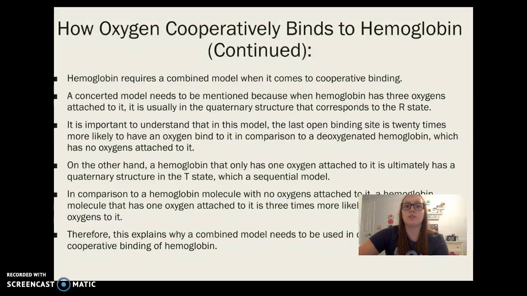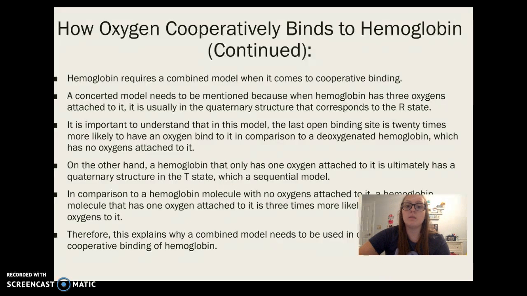Okay, so how oxygen cooperatively binds to hemoglobin, continued. Hemoglobin requires a combined model when it comes to cooperative binding. A concerted model needs to be mentioned because when hemoglobin has 3 oxygens attached to it, it is usually in the quaternary structure that corresponds to the R state. It is important to understand that in this model, the last open binding site is 20 times more likely to have an oxygen bind to it in comparison to a deoxygenated hemoglobin, which has no oxygens attached to it.